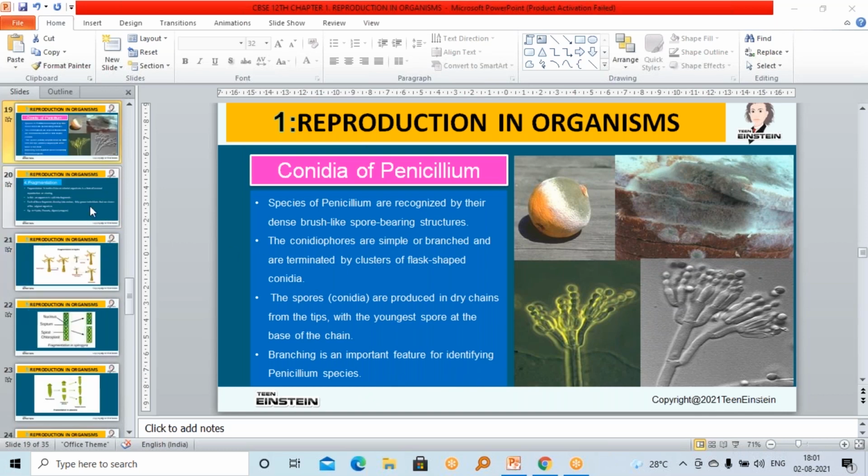So up to this, asexual reproduction methods are clear. Do you have any doubt? Just go through this, and next we will learn fragmentation in the next class. Read all these portions. Okay, we'll meet in the next class. Do you have any doubt? Any slide I need to repeat? Okay, thank you. We'll meet in the next class.